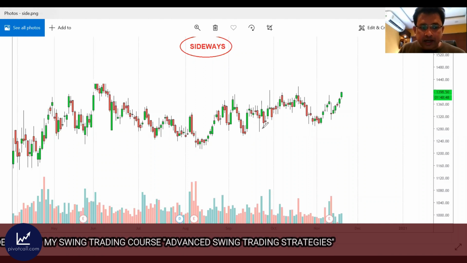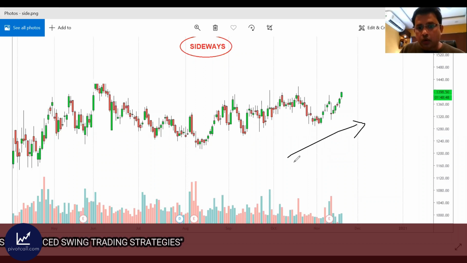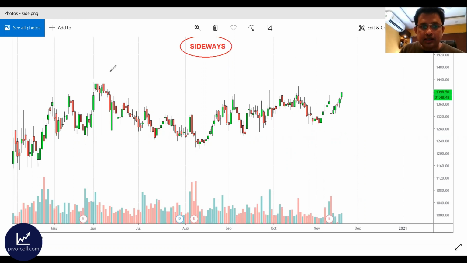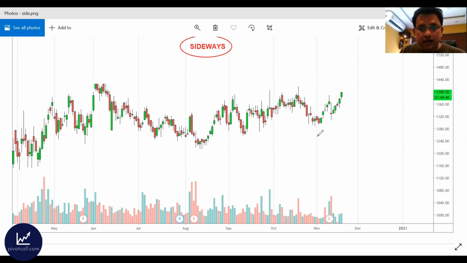Is this in an uptrend or a downtrend? It's neither in an uptrend, nor in a downtrend. What is this trend? Sideways, right? You can see that it is going in sideways mode. So that means this is neither an uptrend nor a downtrend. Okay, now what about this?